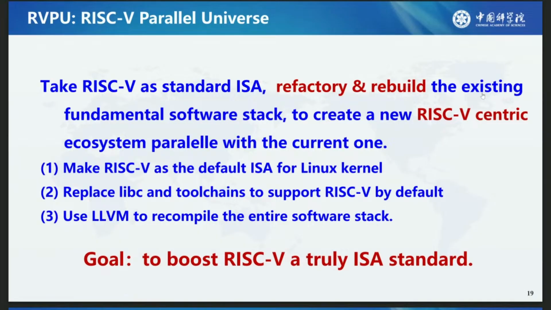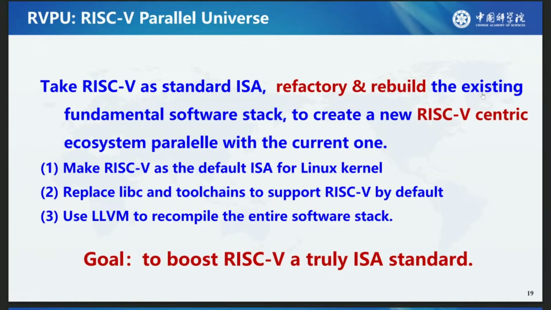First, I would like to introduce our new plan. It's called RVPU, RISC-V Parallel Universe. So what is RVPU? In RVPU, we will take RISC-V as a standard ISA, refactor and rebuild the existing fundamental software stack, and create a new RISC-V-centric ecosystem parallel with the current ones.